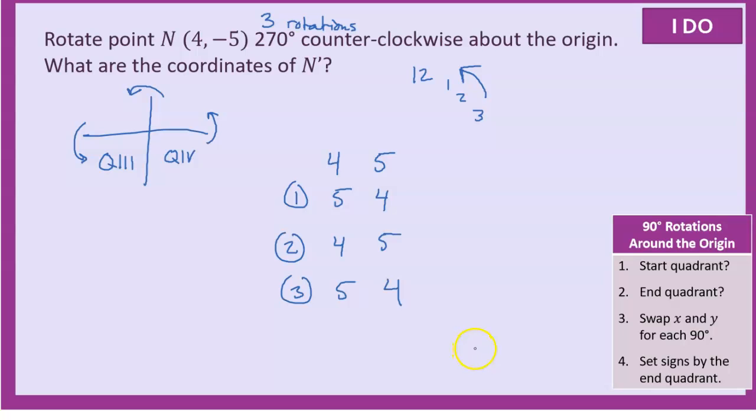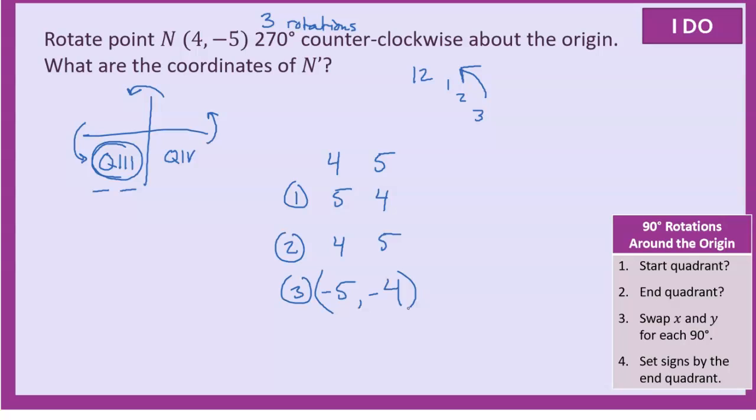And our last step is to assign the positive and negative values based on the ending quadrant. We ended in quadrant 3, which is negative x, negative y. So these will be negative 5 and negative 4. That's our answer.